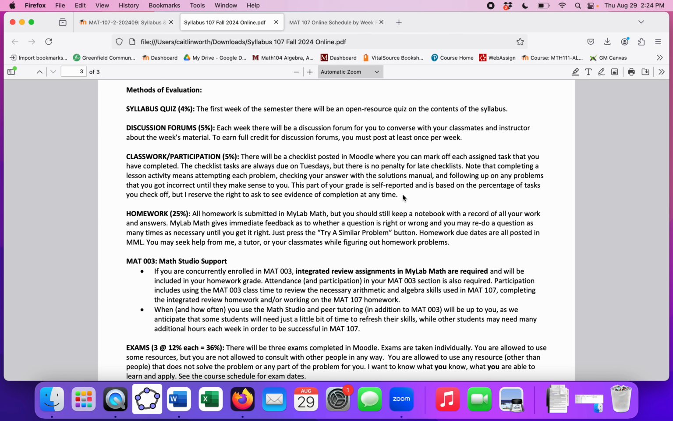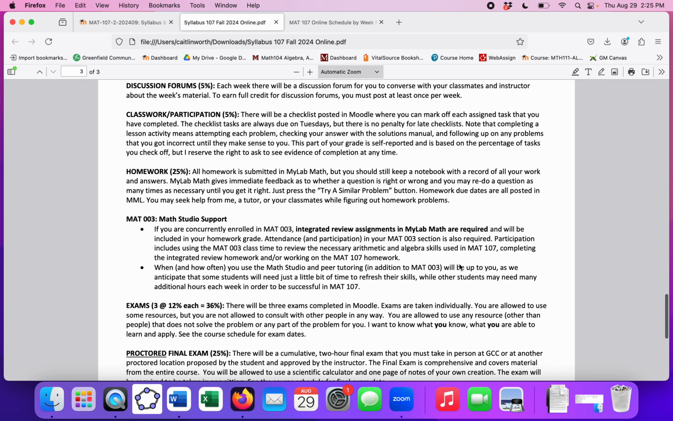This is your Moodle checklist. Every week in Moodle, there is a checklist where you just mark off each assigned task that you've completed. And the checklist tasks are always due on Tuesdays at 4 p.m., but there's no penalty for late checklists. And just note that completing a lesson activity means that you attempted each problem, you checked your answers with the solutions manual, you followed up on any problems that you got incorrect until they made sense to you. This part of your grade is self-reported. It's based on the percentage of tasks that you check off, but I do reserve the right to ask to see evidence of completion at any time.